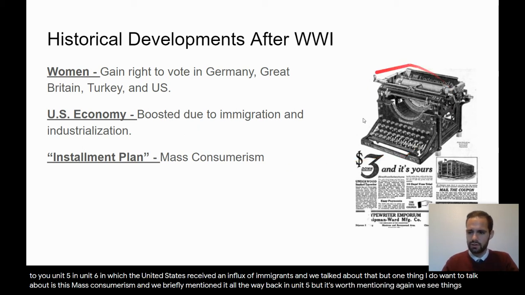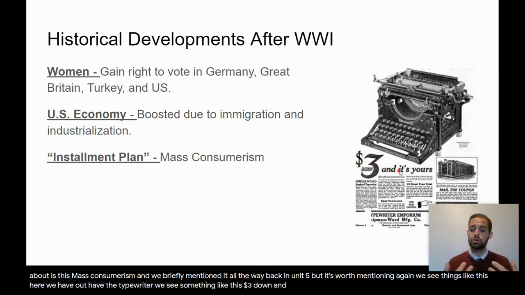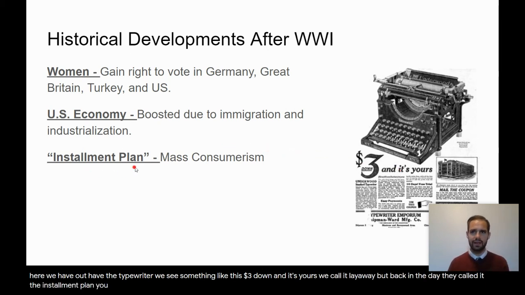We see things like this. Here we have the typewriter. We see something like this, $3 down and it's yours. We call it layaway, but back in the day, they called it the installment plan. You didn't actually have to buy the typewriter or the radio or the refrigerator or your car outright. You could pay it off in installments.